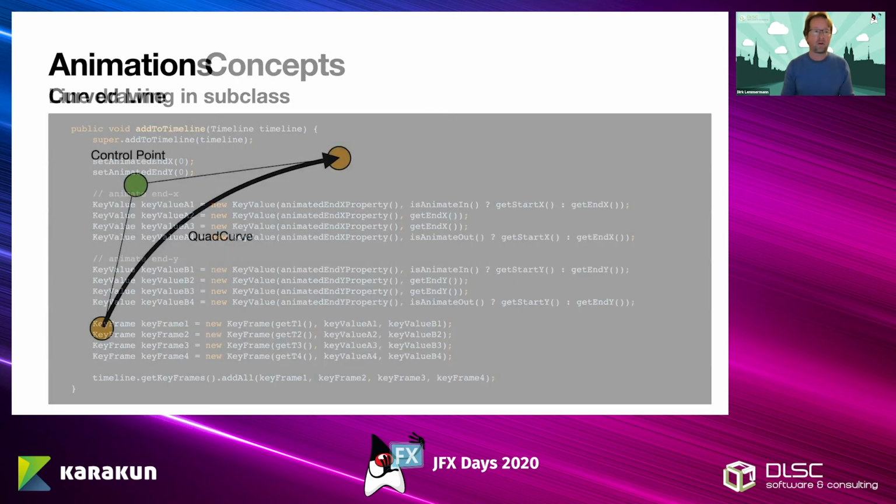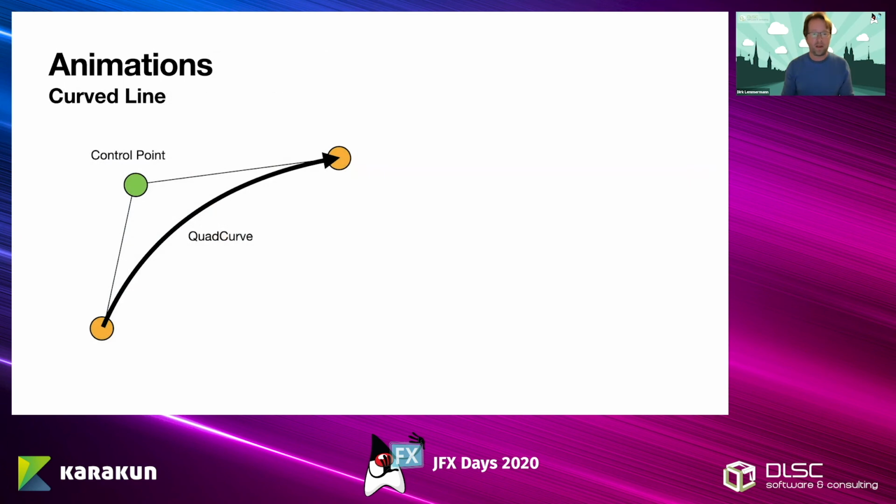Now it gets a little bit more complicated if you want to animate, for example, a curve, a quad curve in this case, because a quad curve is defined by a control point. And if you want to animate this, you have to use a lot of complicated math, I guess. I guess you could do it some way, but you will need to update the endpoint and the control point at the same time.